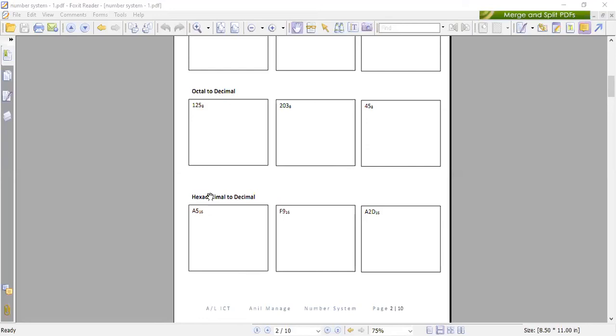Okay, we'll see the answers. First one, that is A5. When you convert, you are getting 165. F9, you are getting 249. Check your answers. A2D, you are getting 2605. So that is the whole decimal value, right?